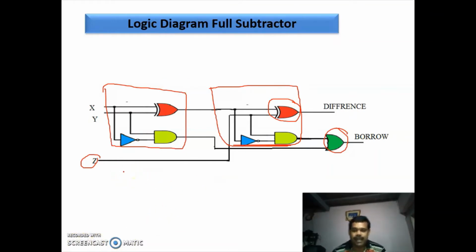Similar to the half subtractor, sometimes the question will come like this: implement full subtractor by using NAND logic. If such a question comes, first you have to draw the full subtractor using AND and OR gates. Then you have to put a bubble at the output of the AND gates and the input of the OR gate. Then you replace that OR gate by a NAND gate. Okay.